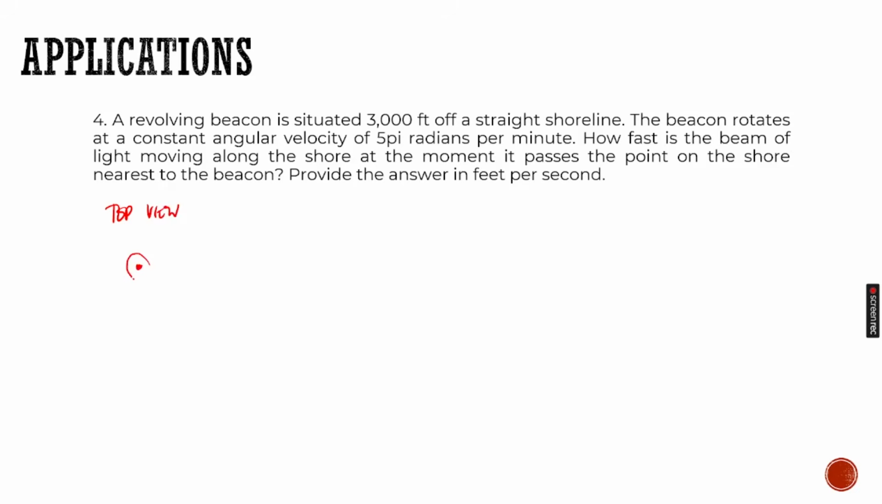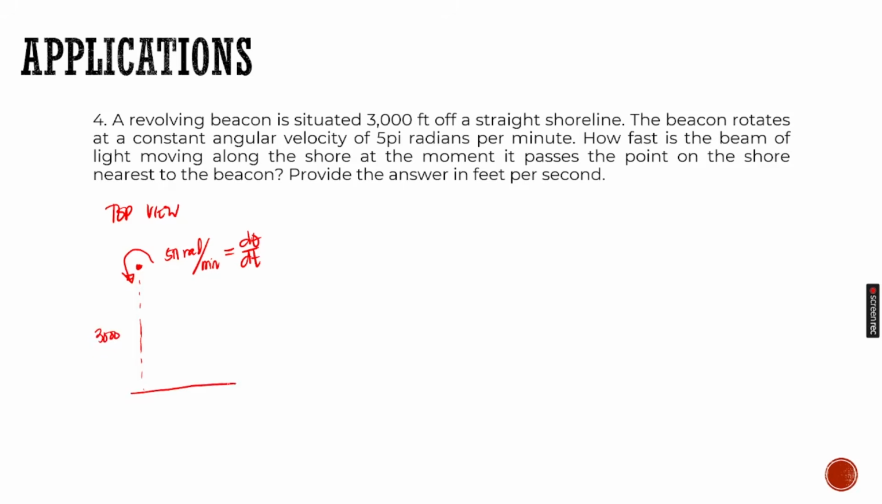The searchlight or the light of the beacon rotates at 5 pi radians per minute. That is its rotation, and we will call that rotation d theta over dt. Now, the beacon is 3,000 feet from a straight shoreline.